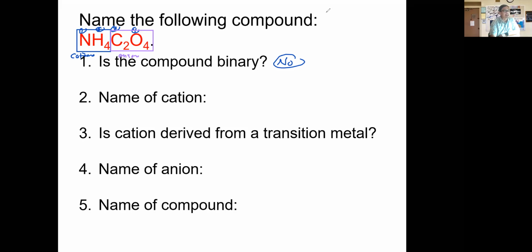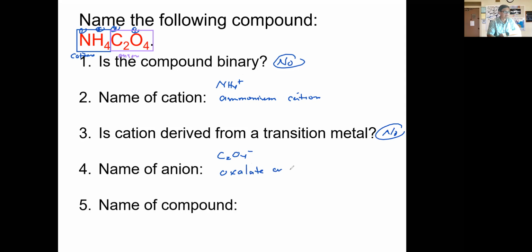So the cation for this one is NH4 plus. The name of this cation is ammonium, the ammonium cation, and it is the only positively charged polyatomic ion that you learned about. So you've got to memorize that. Obviously this is not a metal, so this is not derived from a transition metal. Which means that the C2O4 is the anion part, so it's going to be C2O4 two negative, and this is the oxalate. Hopefully you had that memorized, guys.